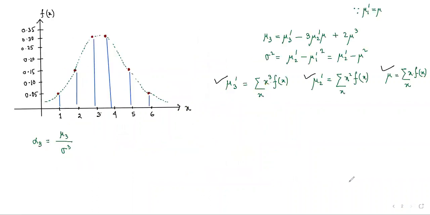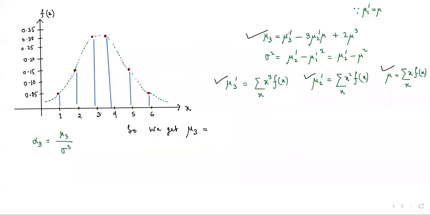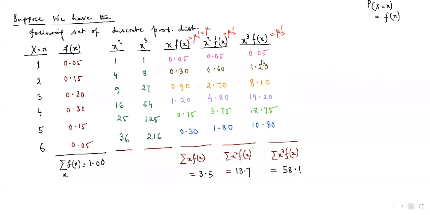Now you substitute the value over here. First of all, we'll calculate this quantity. Okay, first of all, we will calculate the numerator and then we'll think about the denominator. So we get mu 3 as mu 3 prime. That means this is my mu 3 prime. Remember, this is my mu 2 prime and this is my mu 1 prime or mu. Okay, so I'm going to substitute them in the formula. I'm using this formula. So mu 3 prime is 58.1.